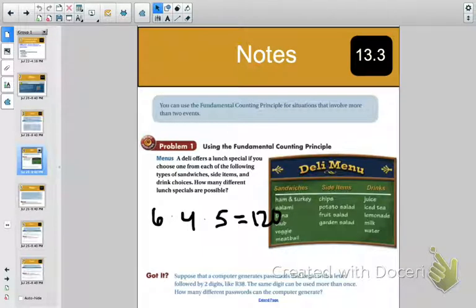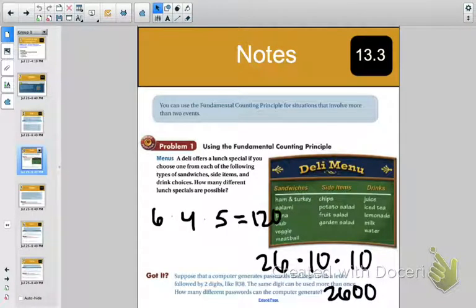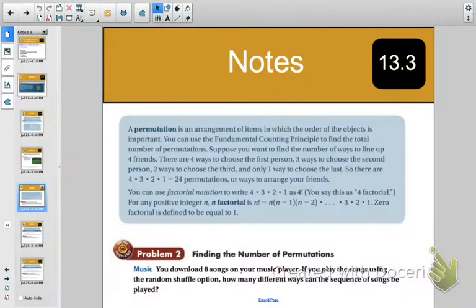So if we look at the problem down here, blue one, suppose that a computer generates passwords that begin with a letter followed by 2 digits, like R38. The same digit can be used more than once. How many different passwords can the computer generate? Well, you have the first character, which is 26 letters in the alphabet, or 24? I think 26. 26 times the first digit, you have 10 options, times 10 options for the second digit, because you can repeat, so that gives you 2,600 different options, just based on the fundamental counting principle.